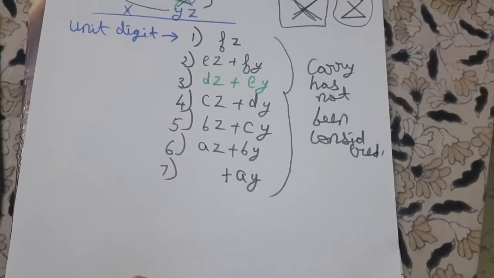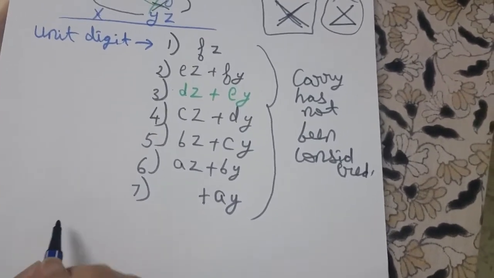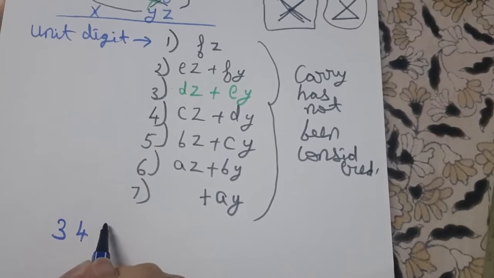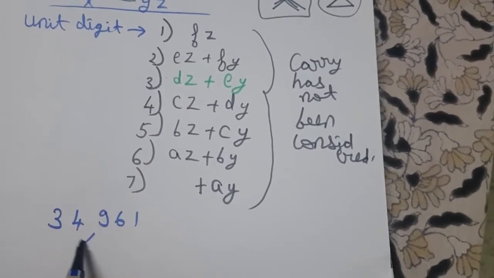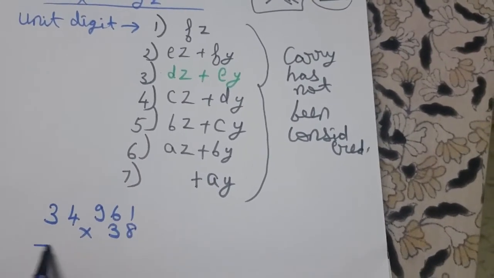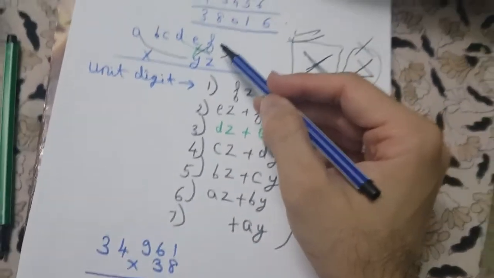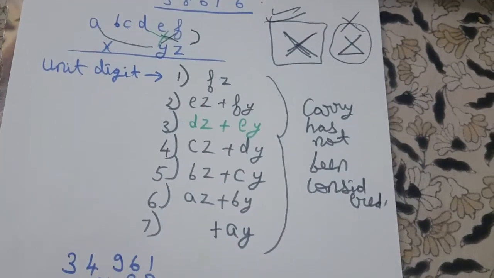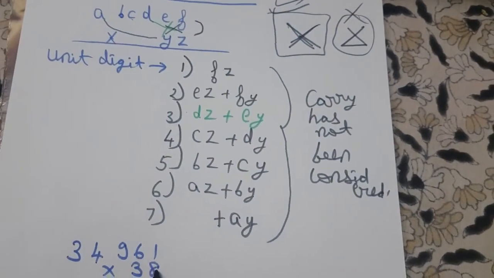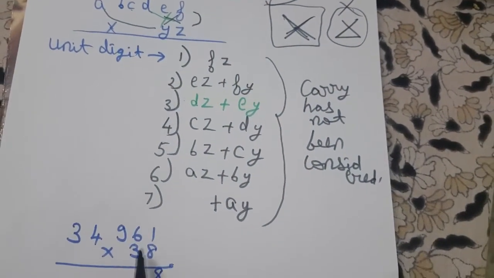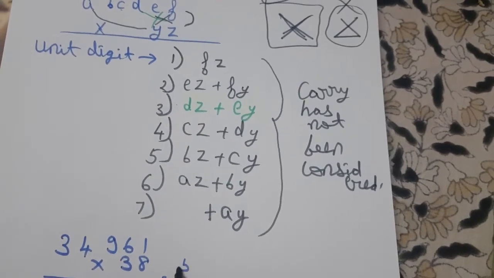Using that method we will solve one question. Let us solve 34961 times 38. First of all you have to multiply FZ. So here we have 8 ones are 8. Then you multiply this and this: 8 sixes are 48 plus 3 into 1 is 51. 1 will be here, 5 will be carried.